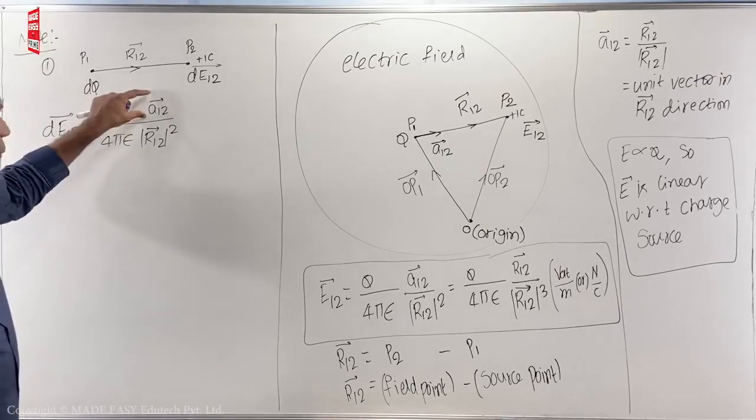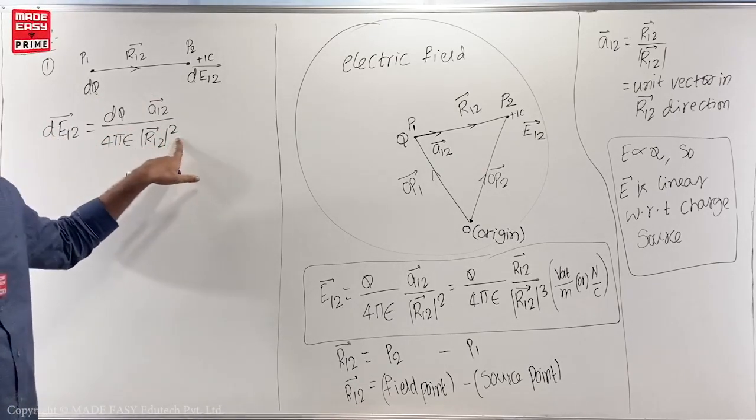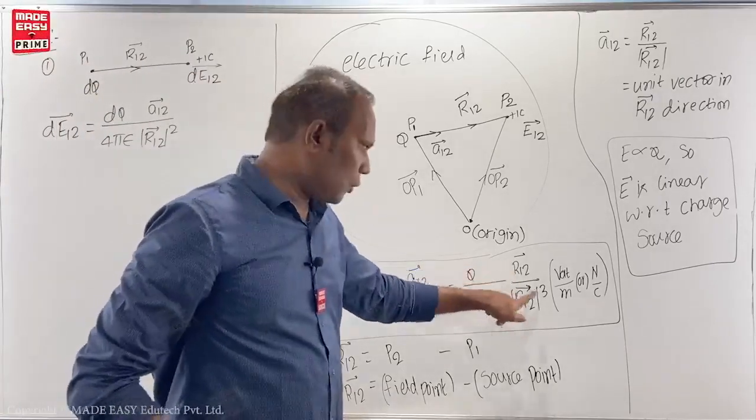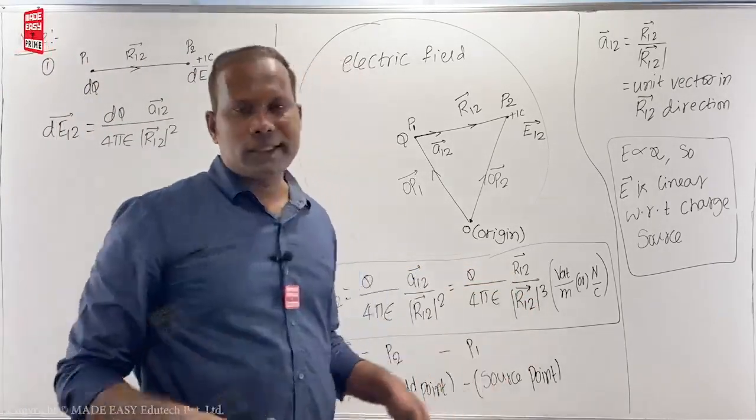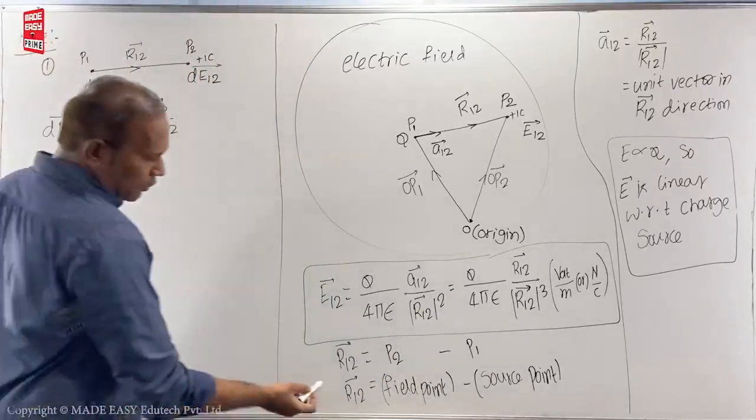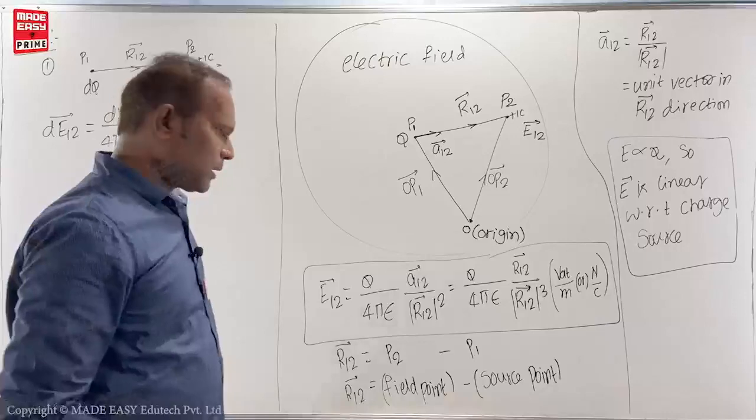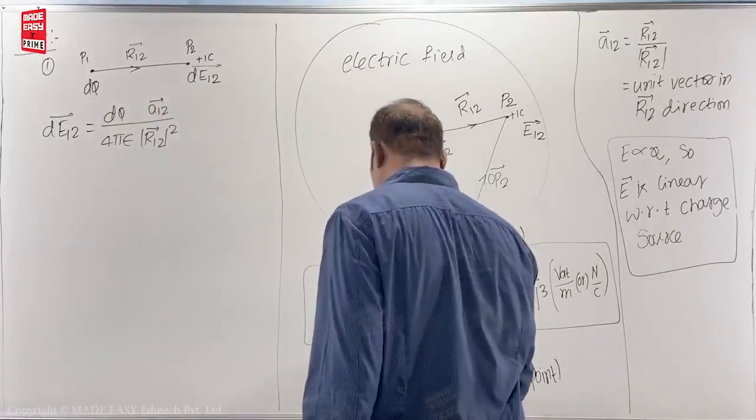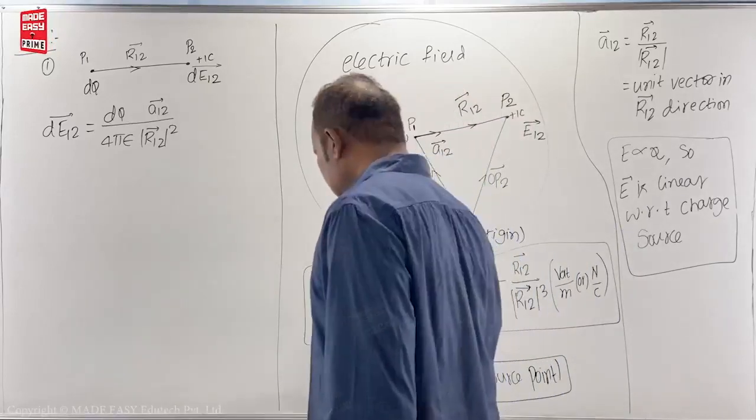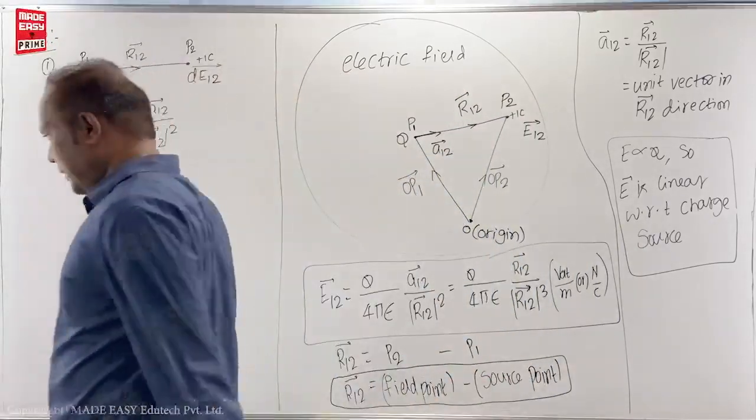Any time if you write unit vector here, then whole square will be there. Then any time if you write vector here, then whole cube will be there. No need to discuss that again and again. Then every time, the definition of R12 bar is the field point minus source point. You can remember this also. Wherever you want electric field, that location minus other charge location.